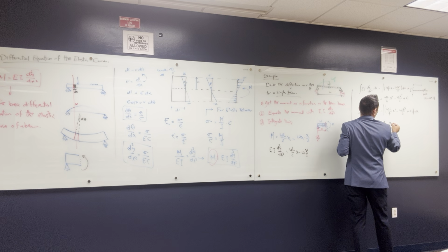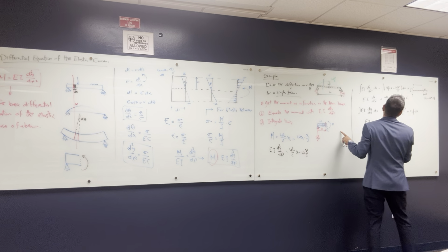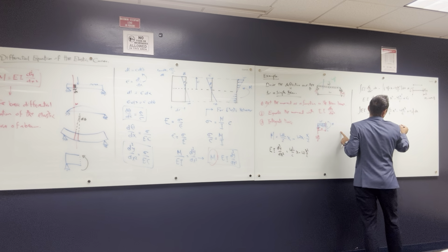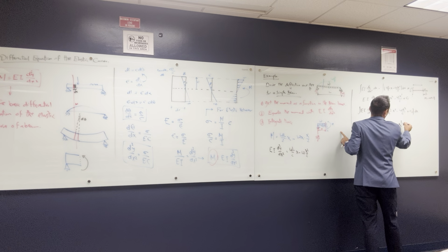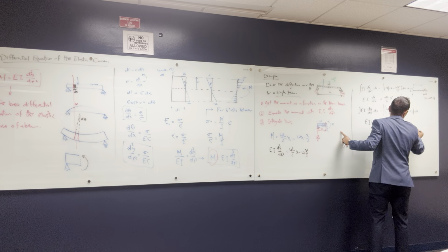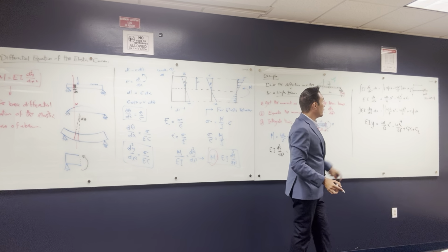12 over 12 is... 3 times 4 is 12. Oh yeah, this is going to be WLx³ over 12. And this one, Wx⁴ over 24, plus C1x, plus C2. Excellent. So that's after we integrate the second time.